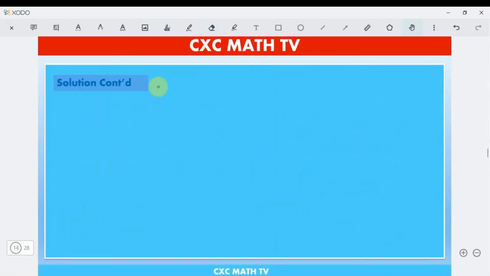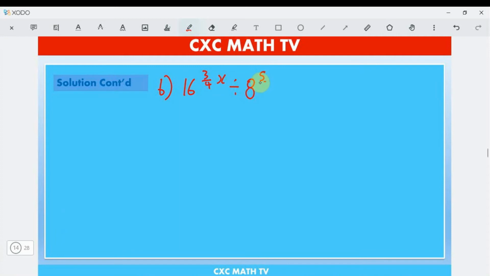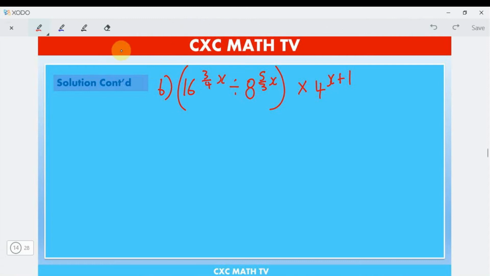Part B, we need to simplify 16 raised to the 3 over 4x divided by 8 to the 5 over 3x. Then they put a bracket around it, and the result of that, we multiply it by 4 to the x plus 1. Again, we need to use law of indices, right? So we realize that we can put everything to base 2.